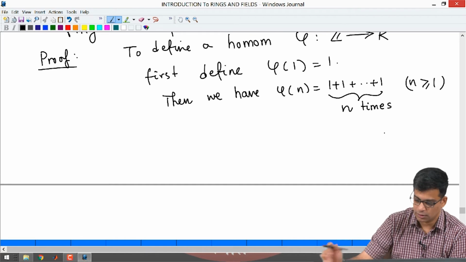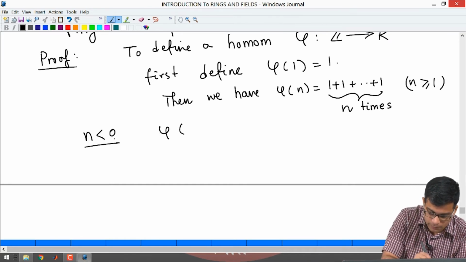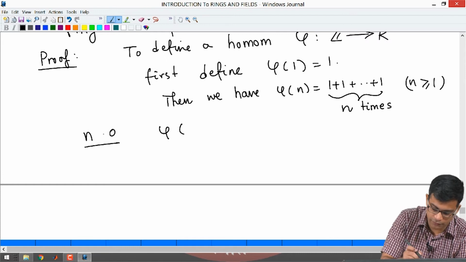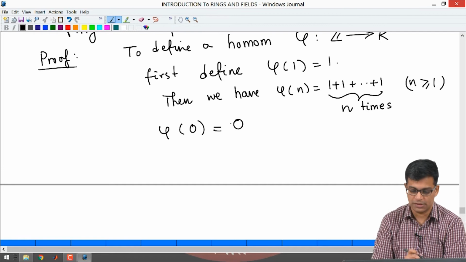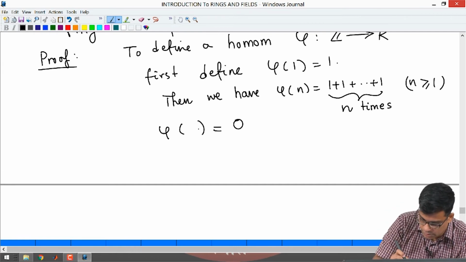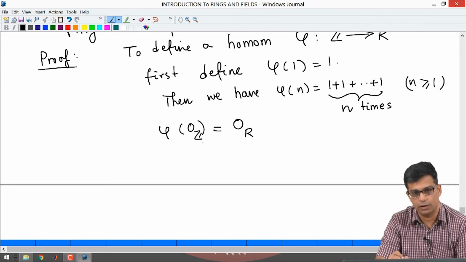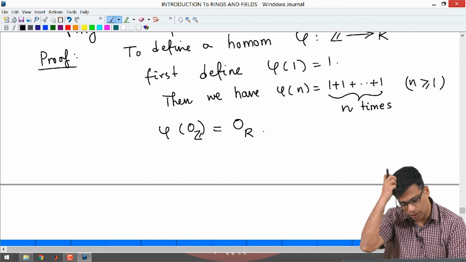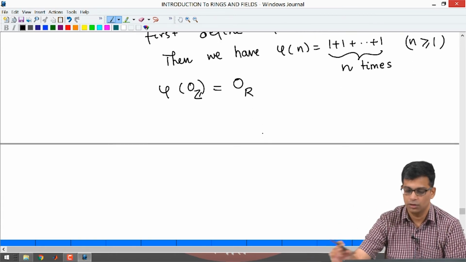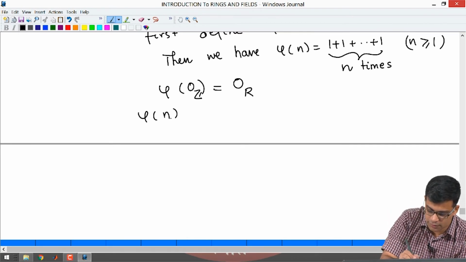Okay. And what about phi of negative integers? First of all, if n equals 0, I will simply define it to be 0. Again, 0 here stands for two different zeros. 0 of the integers will be denoted by 0 sub Z, that must go to 0 sub R. Now, I have defined phi for positive integers and 0. What will it be for negative integers?